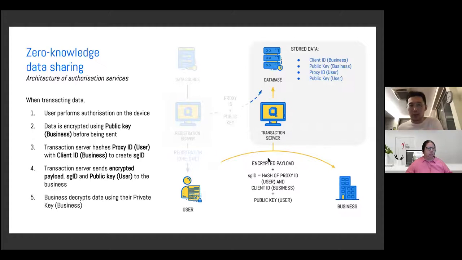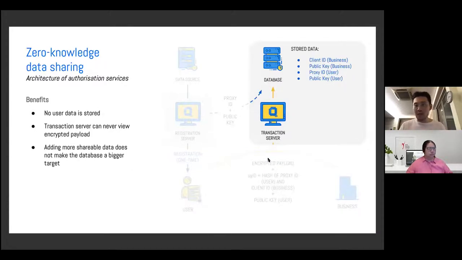But instead of handing this through to the business, the transaction server takes the proxy ID that we had earlier and the business's specific ID for the specific business, and then we smash them together to form the SGID, which is a unique ID for that business, for that person. And then we hand that down to the business. The business has its own private key, so it can decrypt the payload and access whatever information you shared with them. And because the information came from the server, they can verify that this was official information.